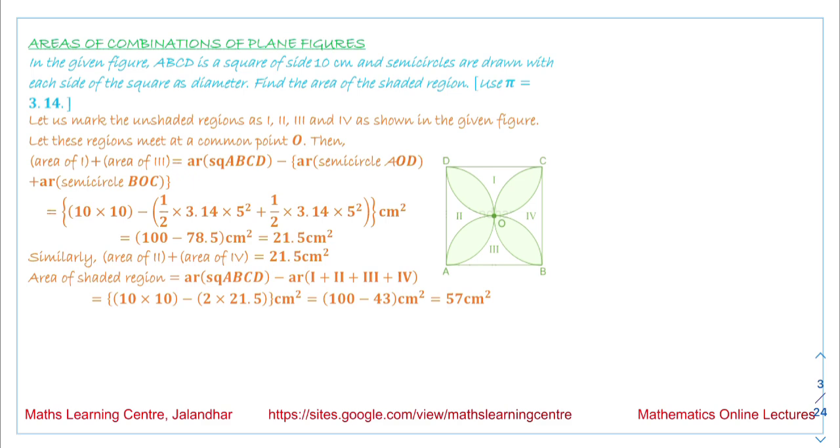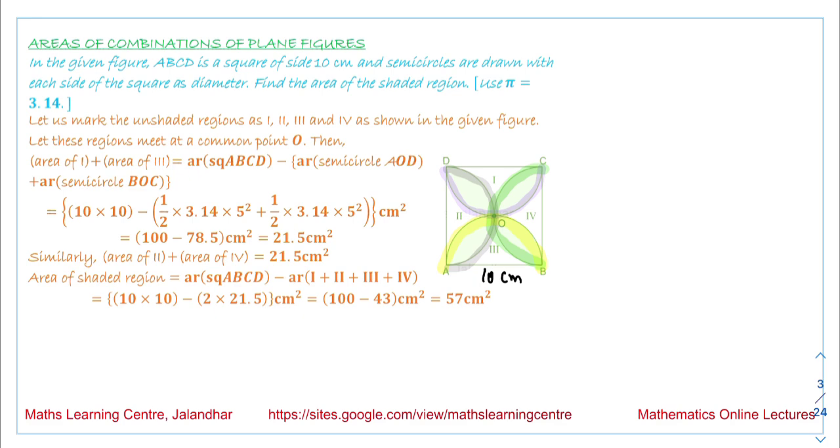So the first question we have is that this figure is given to us and it is given that ABCD is a square and length of each side of this square is 10 centimeter, and semicircles are drawn with each side of the square as diameter. With AB as diameter, this semicircle is drawn. Next, with BC as diameter, this semicircle is drawn. Next, with CD as diameter, this semicircle is drawn. And last, with AD as diameter, this semicircle is drawn. We have to find the area of the shaded portion.